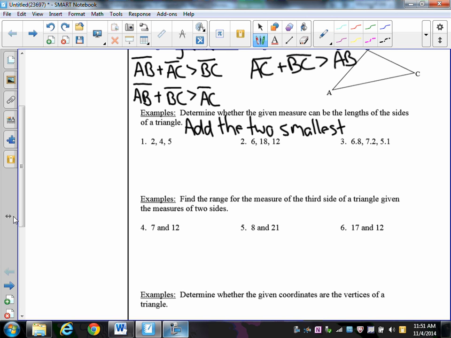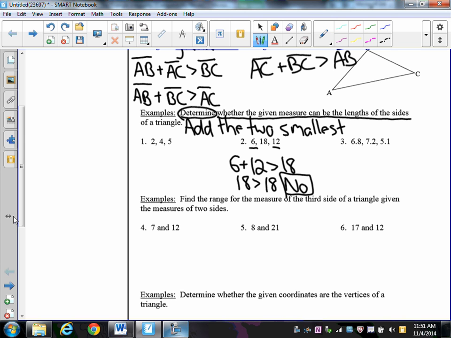So number 2, the two small sides are 6 and 12. Is 6 plus 12 greater than the remaining side, 18? So we have 18 is greater than 18. This is no. Therefore, we answer the question, can these be the lengths of the sides of a triangle? Well, no. It has to be strictly greater than the third side.